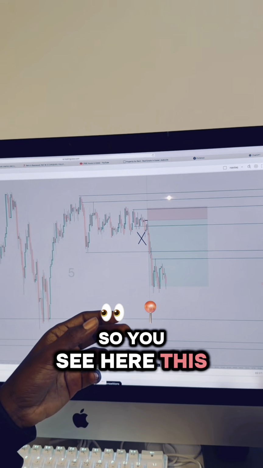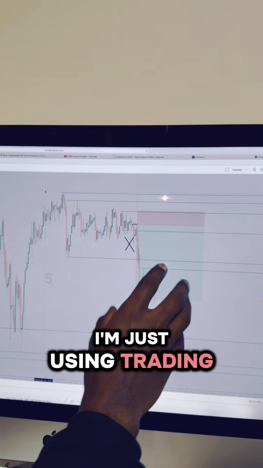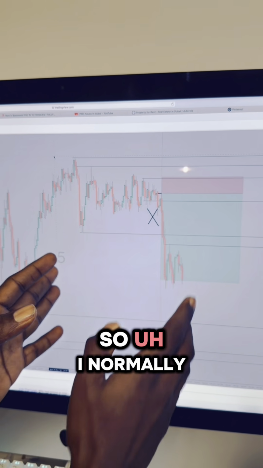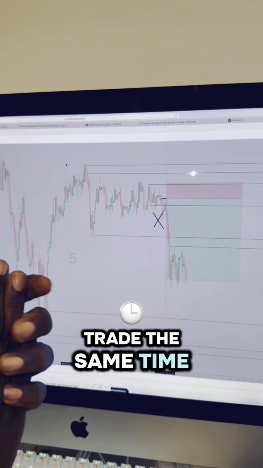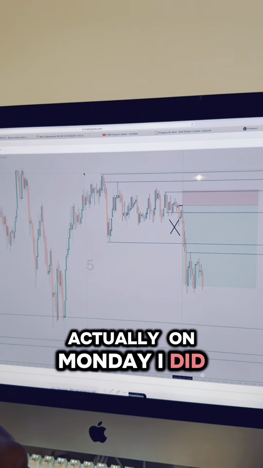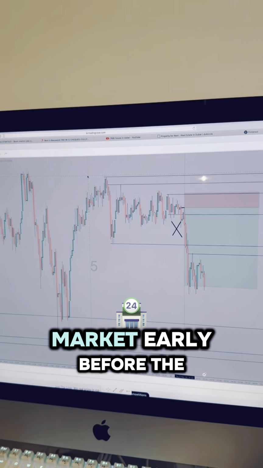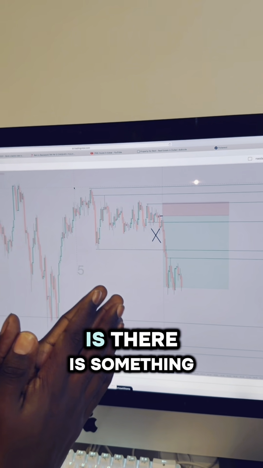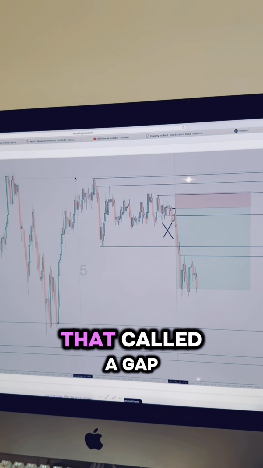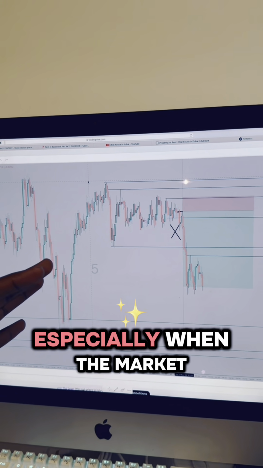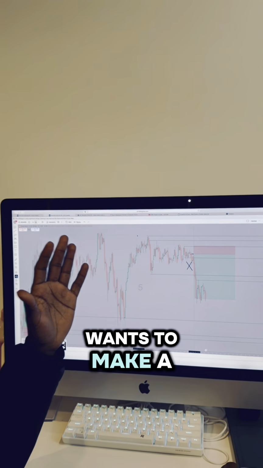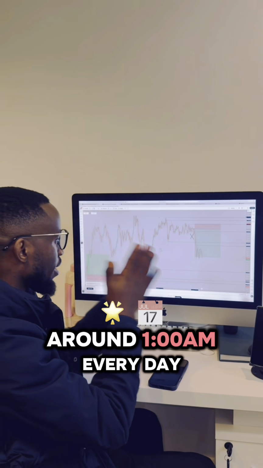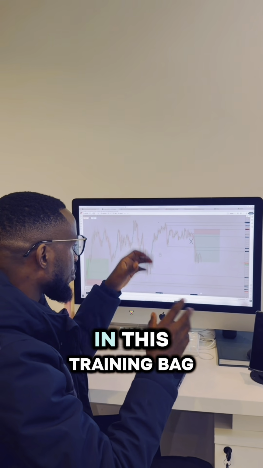So you see here, I'm just using TradingView, and the time zone here is a bit different. I normally trade the same time frame. It's just that today, actually on Monday, I made the same mistake. I entered the market early, before the time that I normally take trades. What normally happens is there is something called a gap, especially when the market wants to make a big move around 1 a.m. every day in this trading pair.